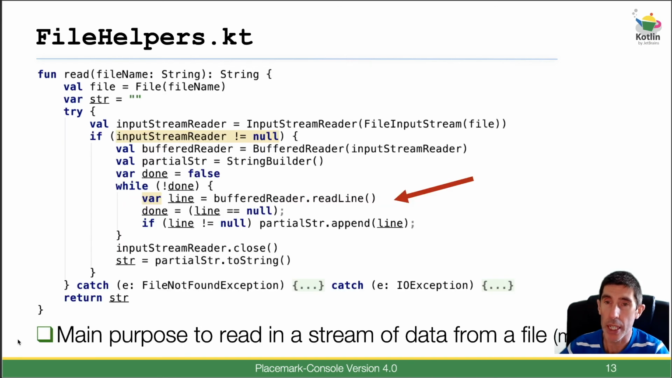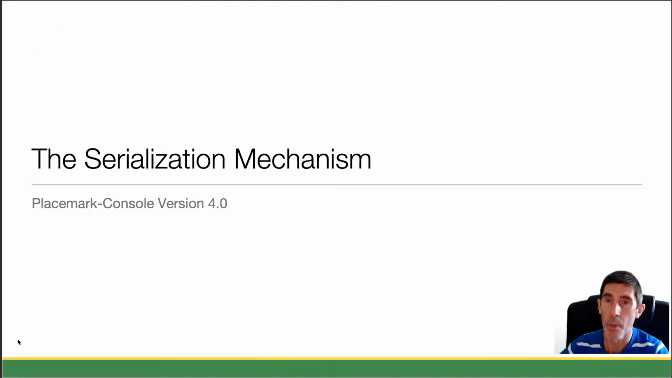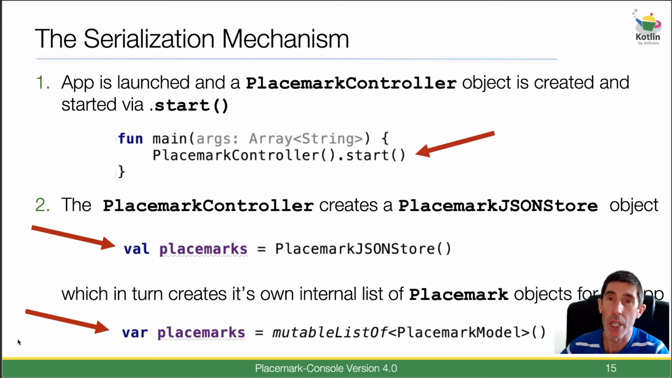So again, that's just a look at our read. We've looked at our write and read inside our file helpers file. These are just separate functions that we can call wherever we want. So the actual serialization mechanism itself, to break it down, the general steps that our whole application goes through.